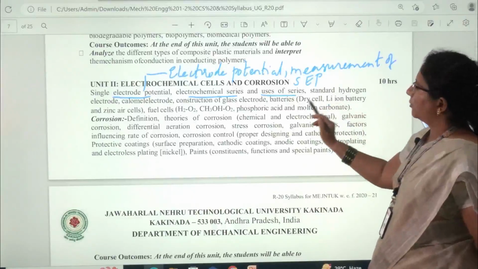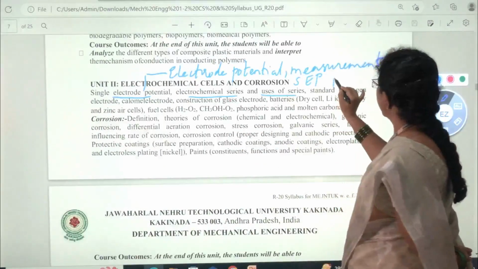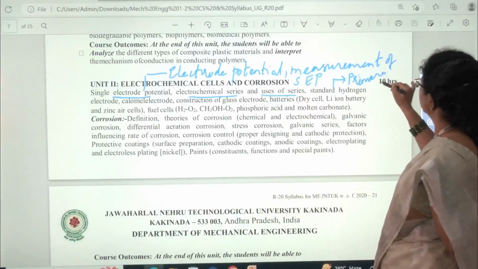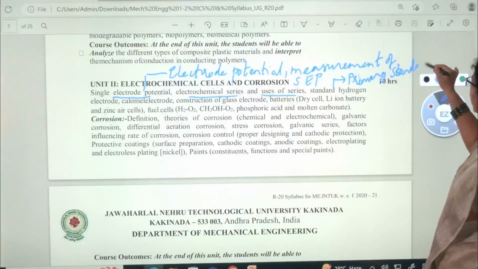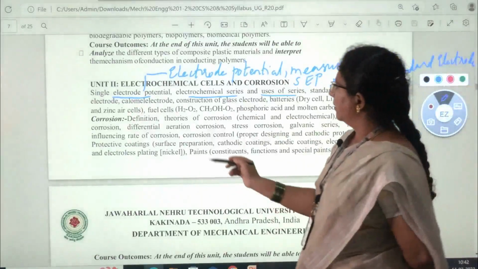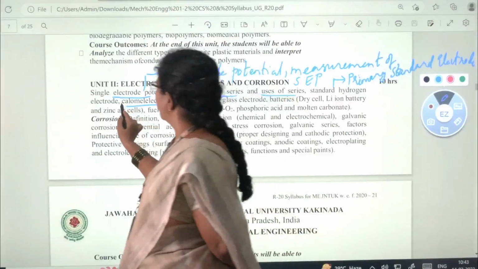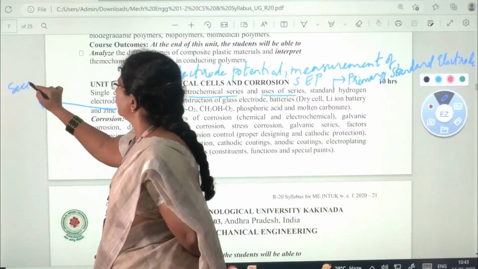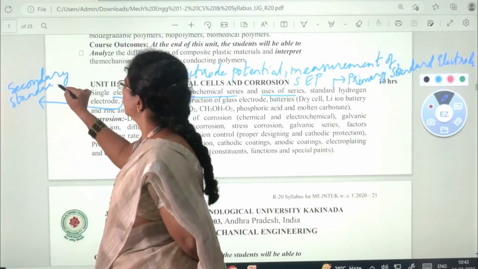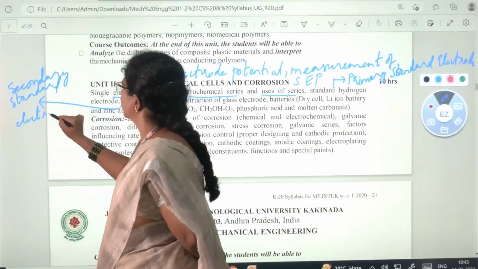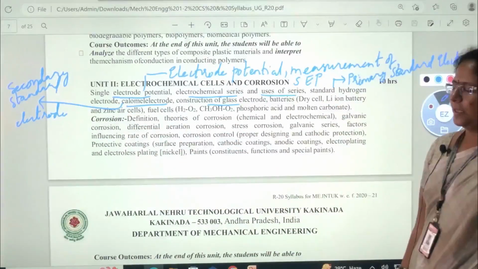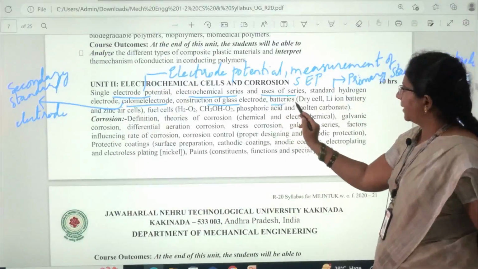Next topic is standard hydrogen electrode and calomel electrode. So the standard hydrogen electrode will come under primary standard electrode. And we will discuss about this calomel electrode, which is a secondary standard electrode. Next we will discuss about the construction of glass electrode. And next topic is batteries.